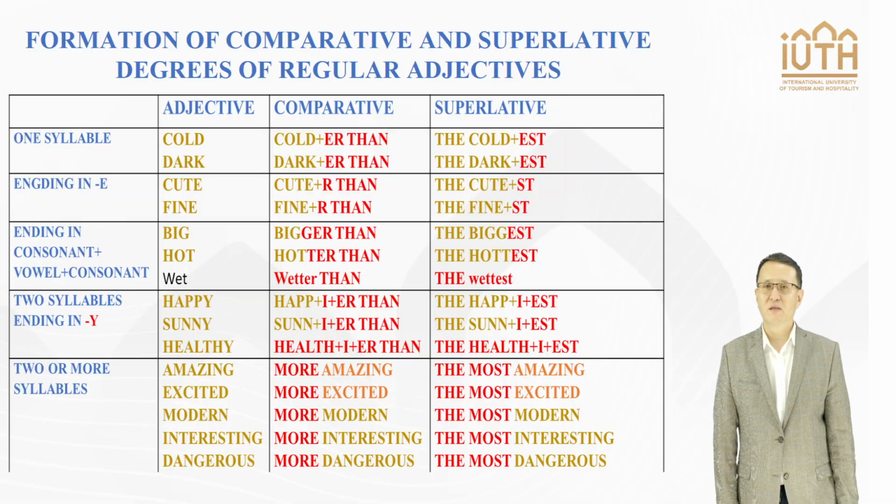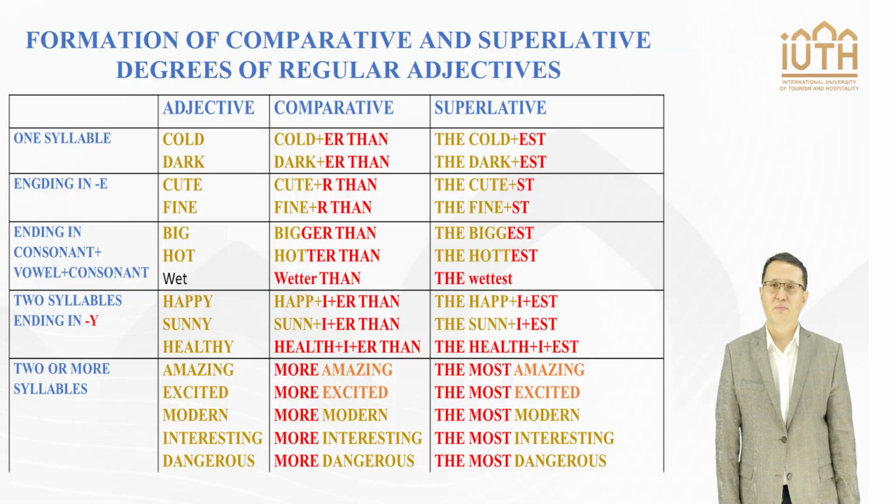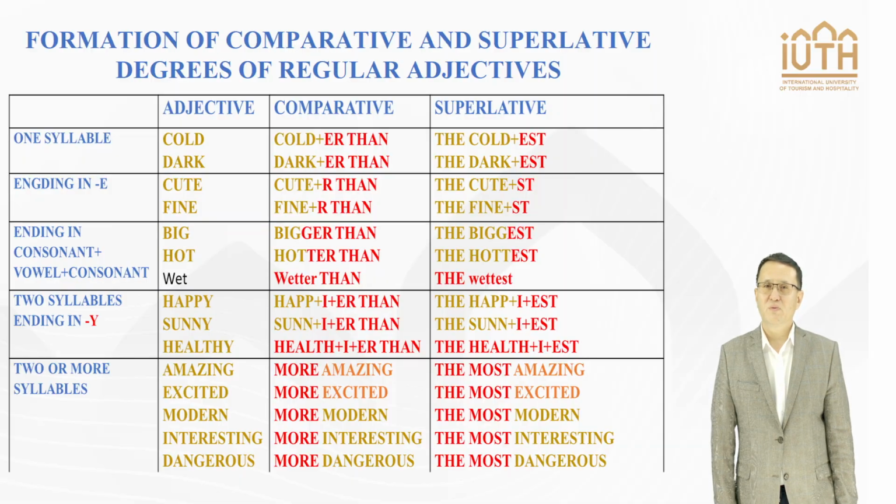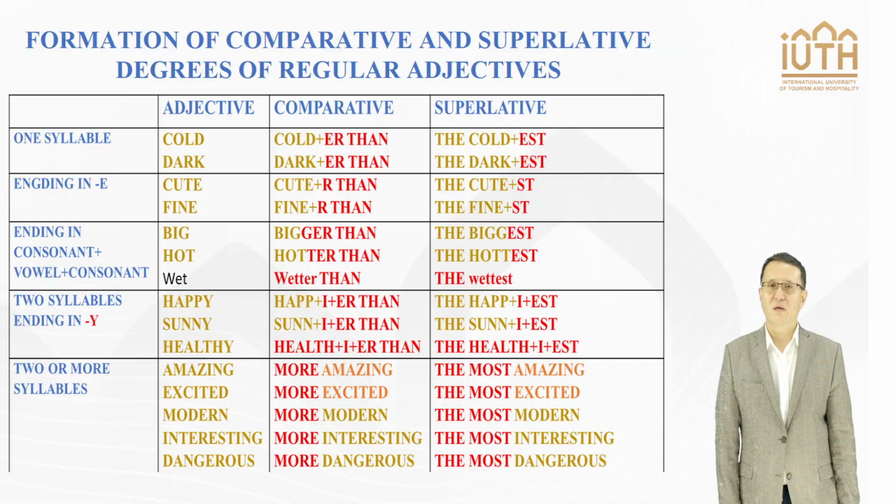In two-syllable adjectives ending in y, change y to i, then add er and est. Positive, happy, comparative, happier, superlative, happiest. Busy, busier, busiest. Angry, angrier, angriest. Number 4, adjectives with two syllables not ending in y. Use more for comparative and most for superlative.